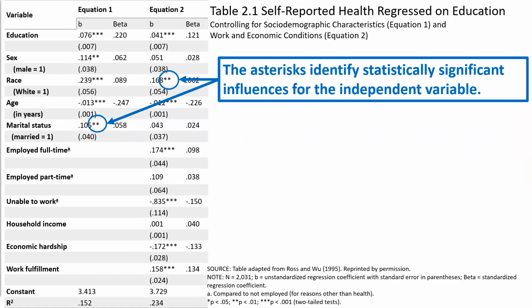The asterisks after some of the slope coefficients in equation 1 and 2 indicate and identify statistically significant relationships or impacts of that independent variable on the dependent variable. On the right, you have the beta coefficient or standardized coefficient. There's no need to put statistical significance markers on both of those because the beta is just a standardized unit. It doesn't make any other change to it.